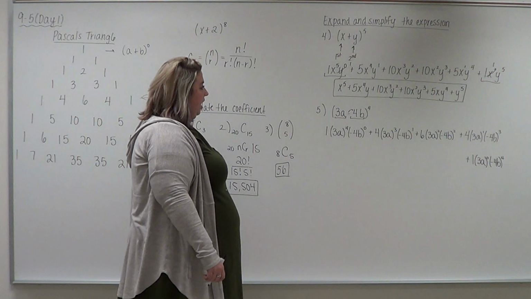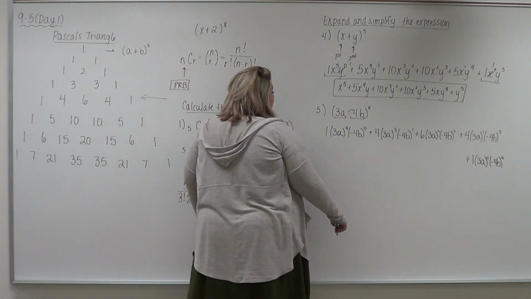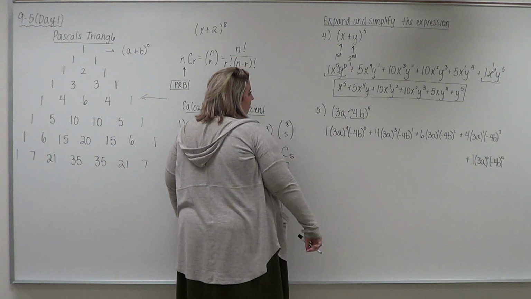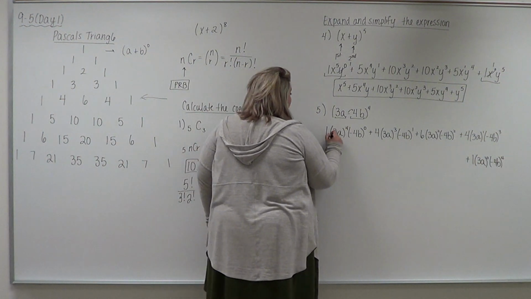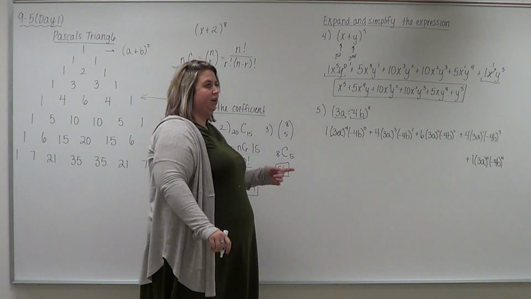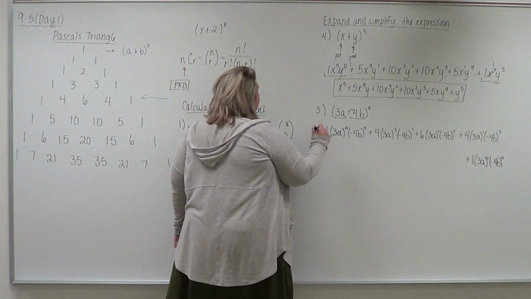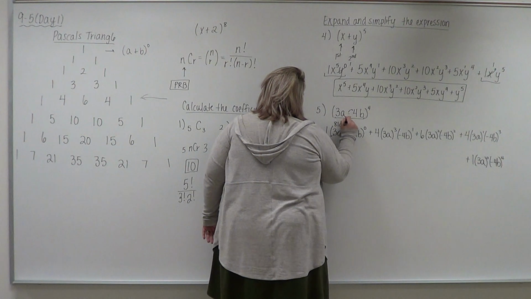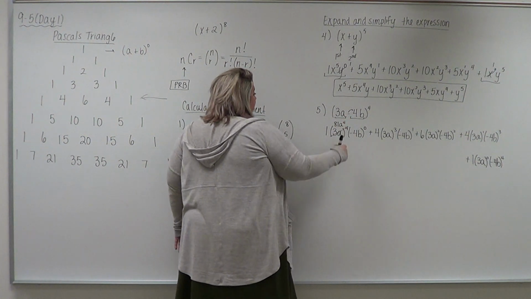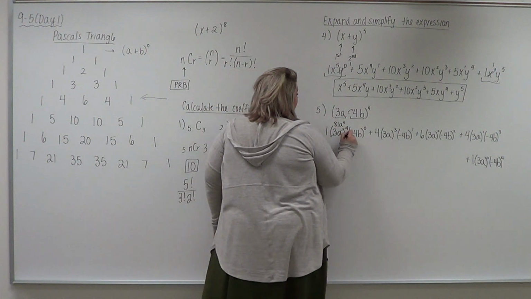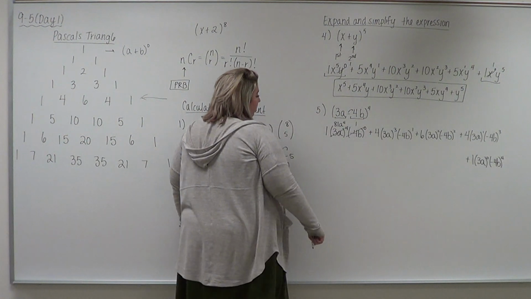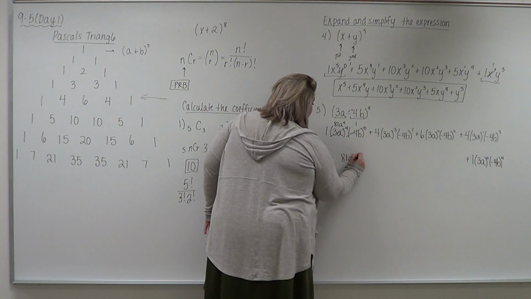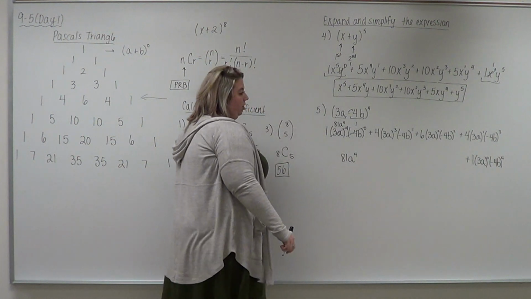Alright, so now we can simplify. When I'm simplifying, both of these, the 3 and the a, are going to go to the 4th. So this is going to become 3 to the 4th. 3 times 3 times 3 times 3 would be 81. A to the 4th. Negative 4 and b are both to the 0, so this is going to become 1. When I multiply those all together, I get 81a to the 4th.